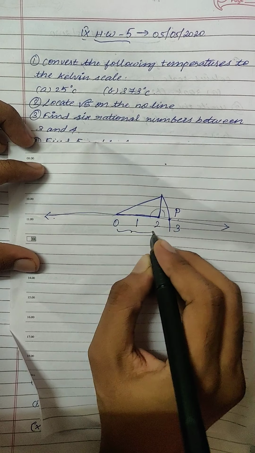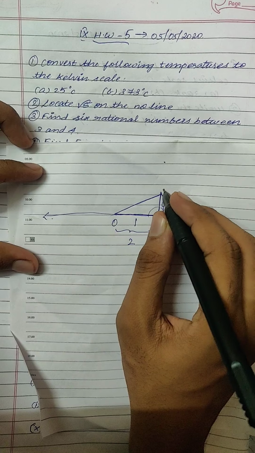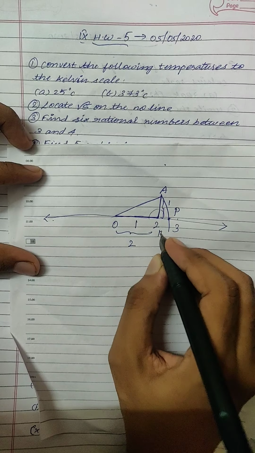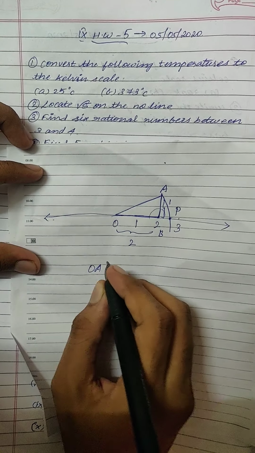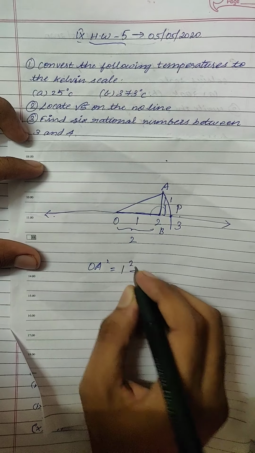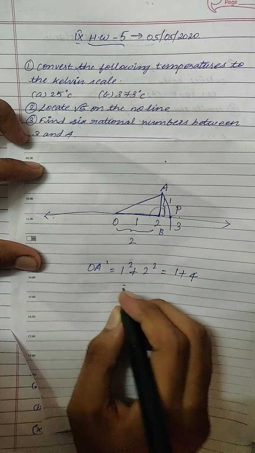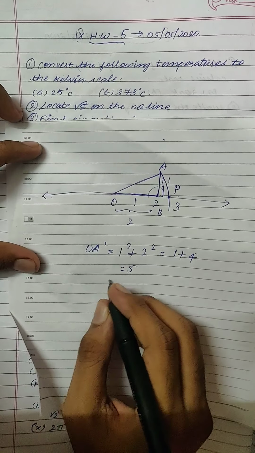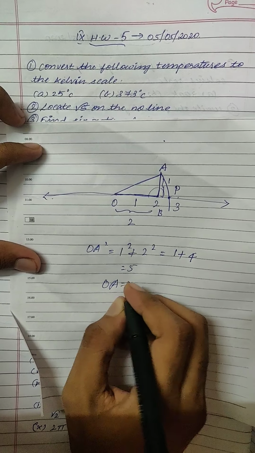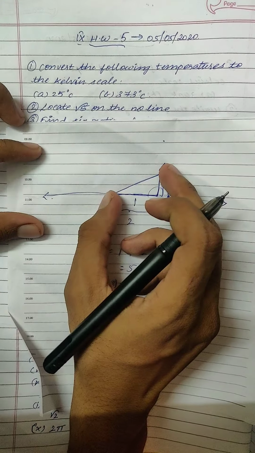So you know very well the base is 2 and the height that we have taken is 1. So according to Pythagoras theorem, okay, we can say OA square, that is the hypotenuse square, is equal to the sum of the square of the other two sides, that is 1 square plus 2 square, which is 1 plus 4, which is equal to 5. So now OA square is 5, then OA will be equal to root 5. I hope you can understand. So this is how OA has been projected on the line, so thereby getting root 5 on the number line. I hope this is easy.